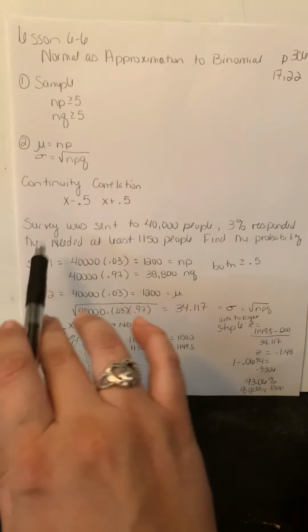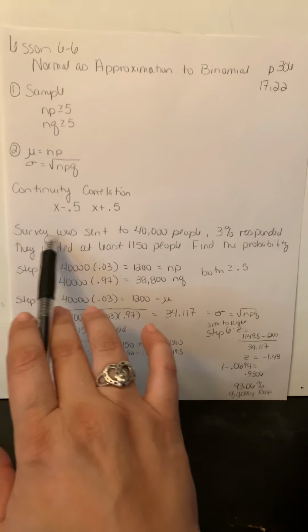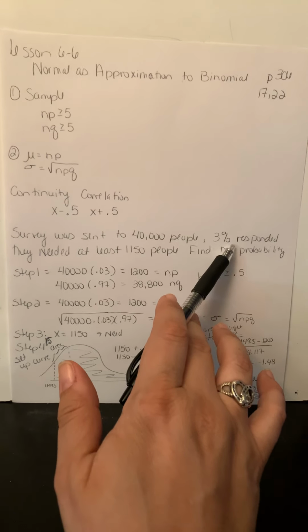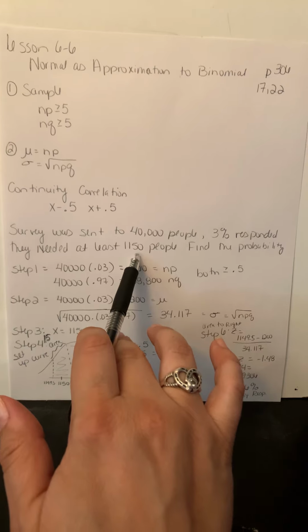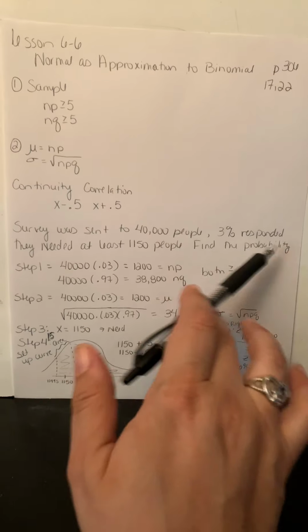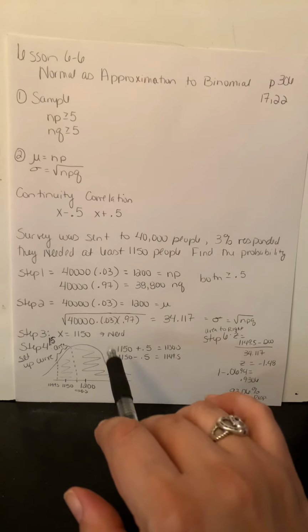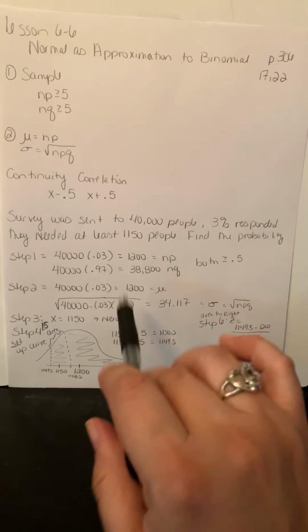So, this is an example problem. A survey was sent to 40,000 people. 3% responded. They needed at least 1,150 people. Find the probability of getting 1,150 people to respond out of the 40,000.